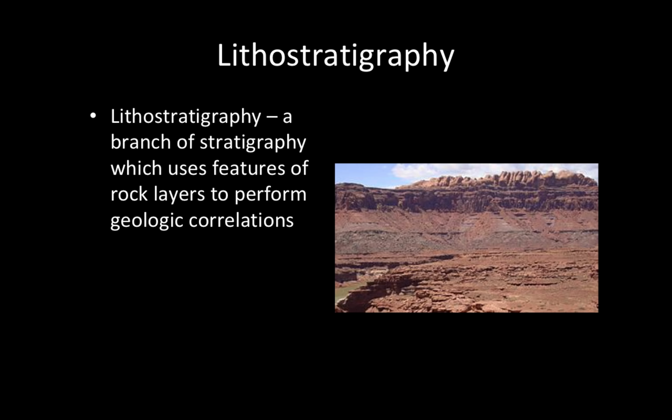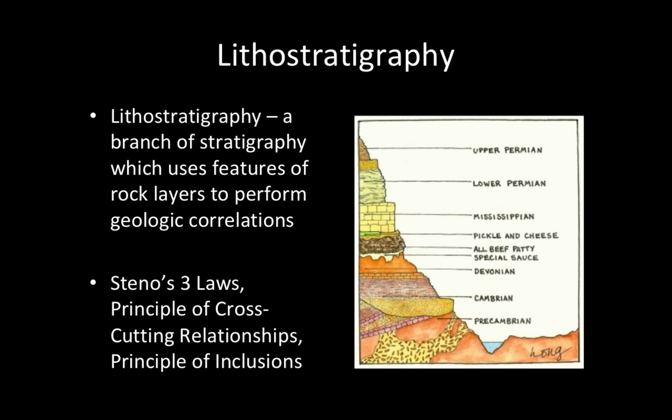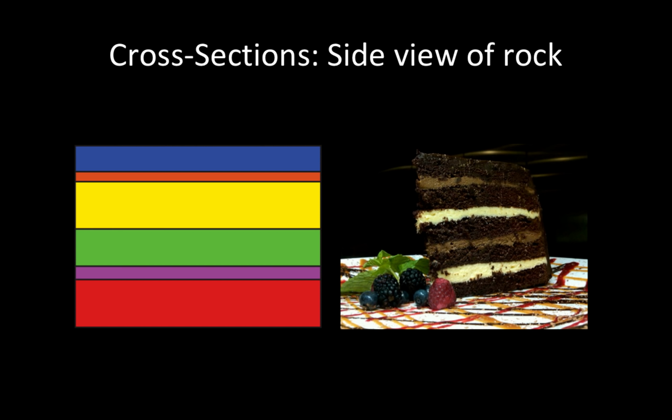Okay, so lithostratigraphy. Lith means rock, stratigraphy means understanding the layers. So lithostratigraphy is just a fancy word for using these rock layers to figure out ages. All right. And we're going to use all of Steno's laws and principles to get stuff together. So to do this, we're going to look at cross sections of rock, and they kind of look like a piece of cake.